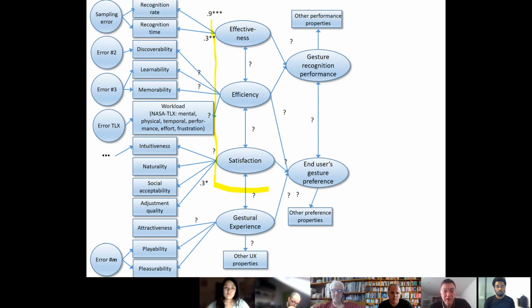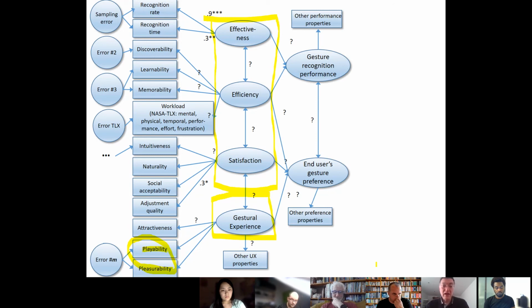So if usability is covered by those 3 dimensions, effectiveness, efficiency, and satisfaction, we know that today user experience goes beyond mere usability. So for this, we have also to measure what is the gestural experience. And the user experience is influenced by several other parameters or quality properties. Like, for instance, one of them that is very difficult to measure is the playability or even the pleasurability. Those characteristics are related to the so-called hedonic dimension.